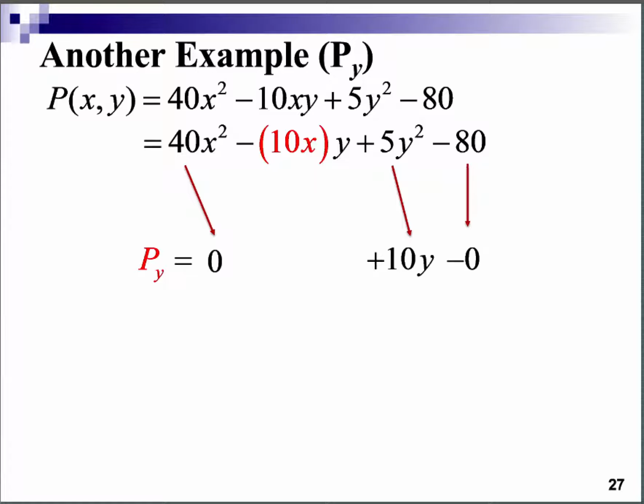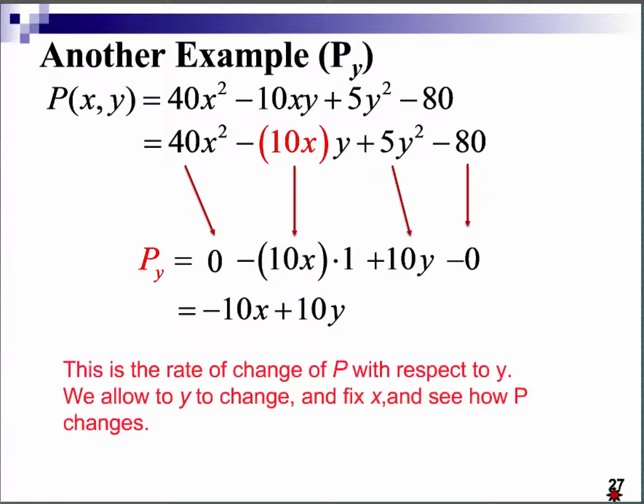Now the mixed term looks like some constant, negative 10x, times y. So if you have constant times y, the derivative is just that constant, and therefore the derivative will just be negative 10x. So if we put all of that together, then the derivative is negative 10x plus 10y. As before, this is the rate of change of the function capital P with respect to y. So y is allowed to change, but x stays fixed.